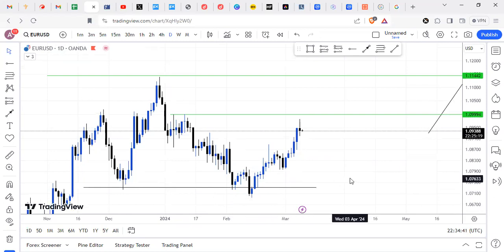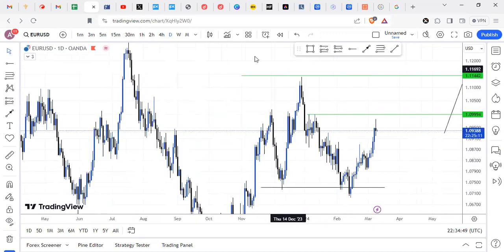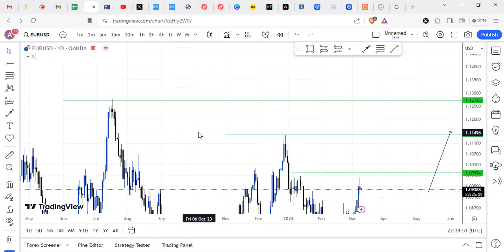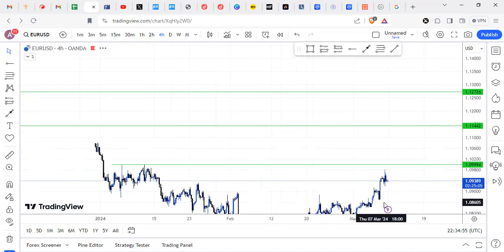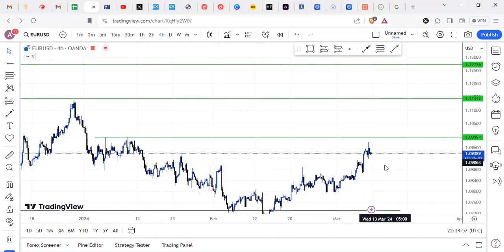So where is the next draw on liquidity? Where is price most likely going to reach before it turns bearish again? Here, and even potentially higher to the top right here. So that's my bias. That's what I expect to see on Euro USD.